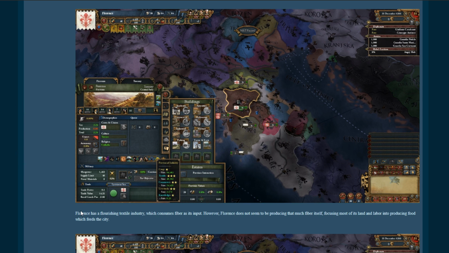So, Florence has a flourishing textile industry which consumes fiber as its input. However, Florence does not seem to be producing much fiber itself, focusing most of its land and labor into producing food which feeds the city. So yes, Florence in the base game, and I think also in MEIOU Taxes, the previous versions, produced, was it, cloth or luxury cloth or something along those lines.